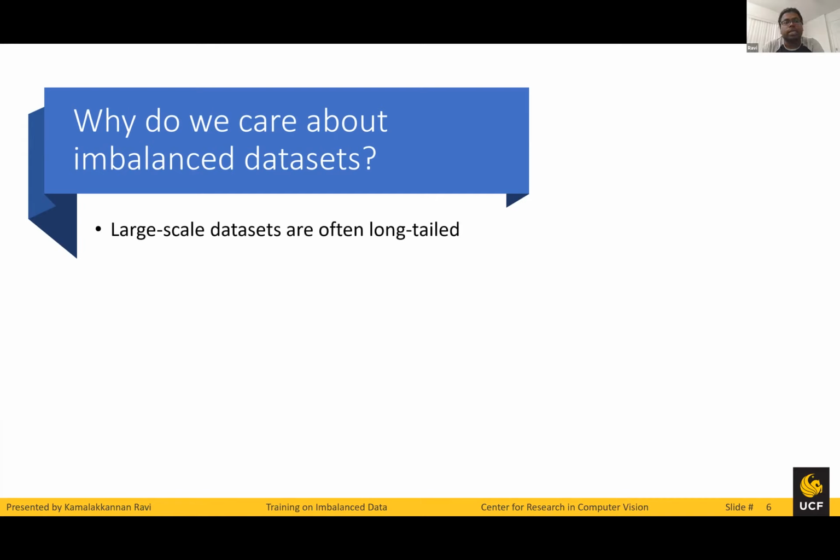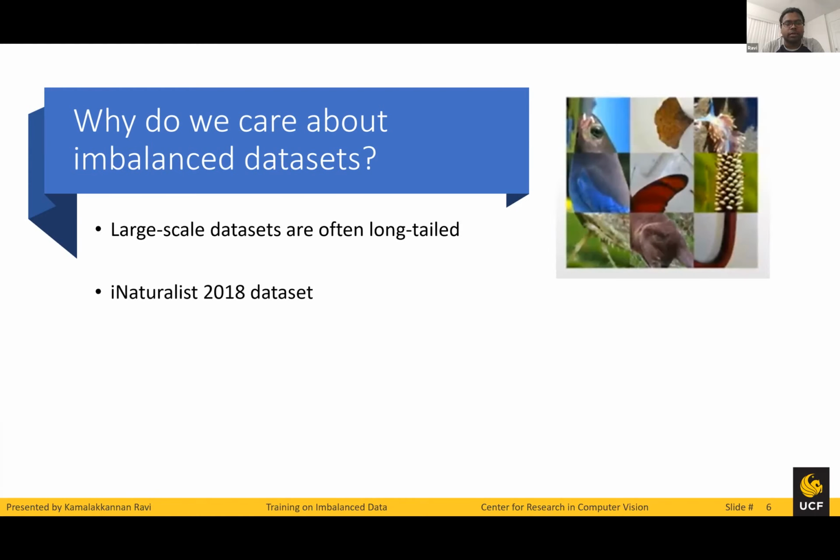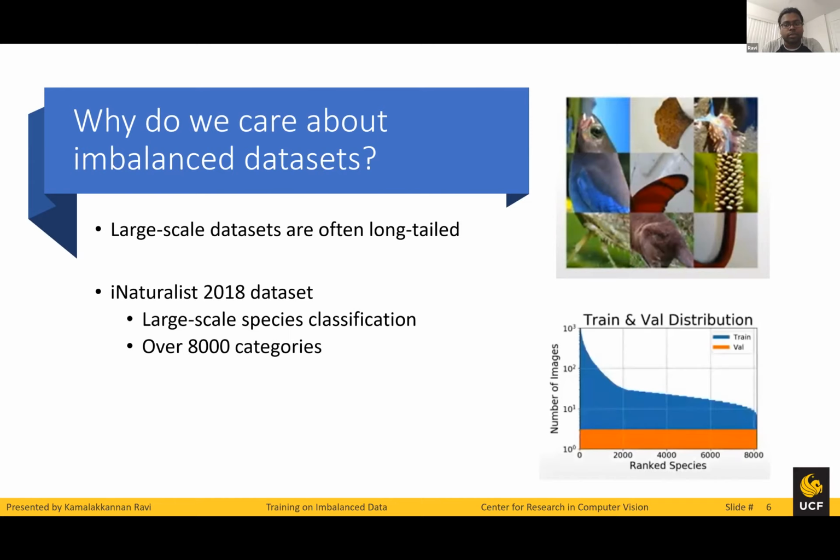Primarily, often these data sets follow a long tail distribution. For example, the iNaturalist data set from 2018 is a natural large-scale species classification data set with over 8,000 categories. If you look at its distribution, that's the number of samples for the training and validation sets. In validation, it's fine; for every class, we have an equal number of samples. However, when we go to the training set, it's not the same case. And to mention, the y-axis in this graph is actually log scale. So now you can understand the magnitude of disparity we see between the number of examples for each class.